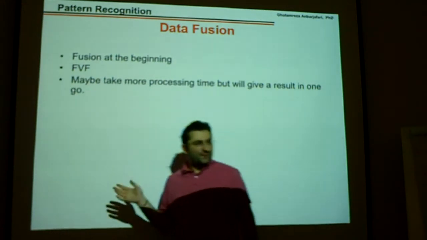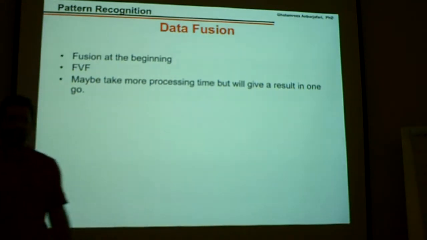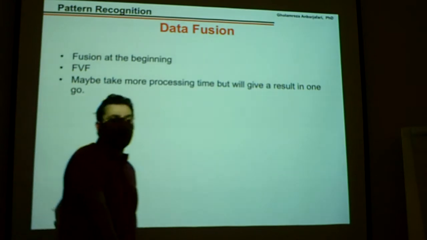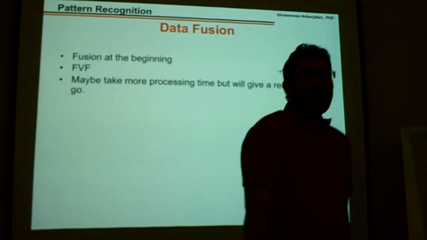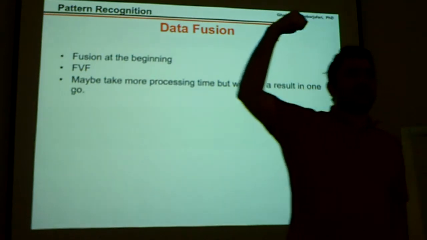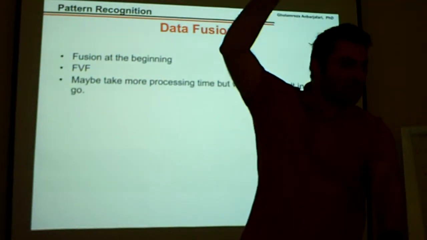But the difference between FVF and the other methods that we have talked about is this. FVF is happening at the data level. We are fusing it before we give it to our classifier. Is it possible to combine the data fusion with the decision fusion?